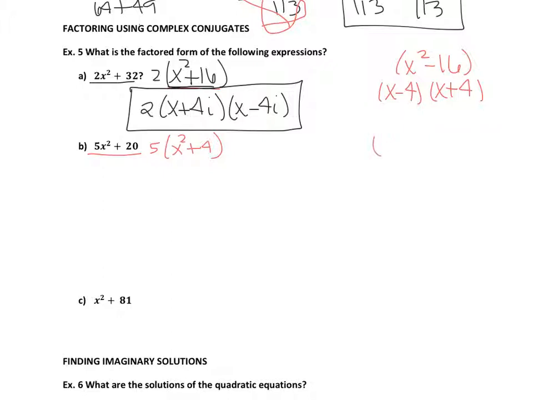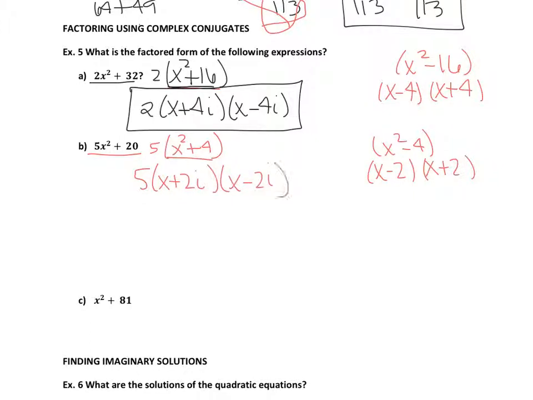Now, come over here and always go ahead and write out the difference of squares so that you can see what it should be. I know that x squared minus 4 is going to break down to x minus 2 and x plus 2. Now that I know this breaks down to x minus 2 and x plus 2, I know that in the imaginary world this is going to be x plus 2i, x minus 2i.